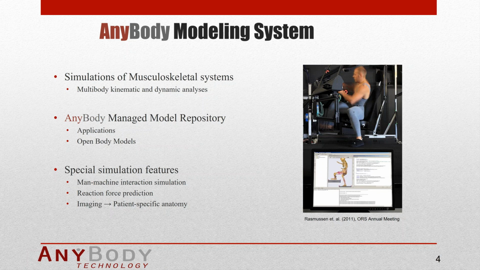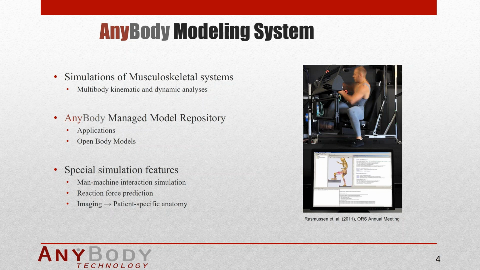AnyBody software has somehow unique simulation features that I'd like to highlight here. The first one is man-machine interaction simulation using our user-friendly SolidWorks to AnyBody import toolbox. So essentially, you can convert your SolidWorks model to AnyBody entities and scripts. So if you're familiar with the terms in SolidWorks, for example, mates and parts will become automatically rigid body joints and rigid body segments.